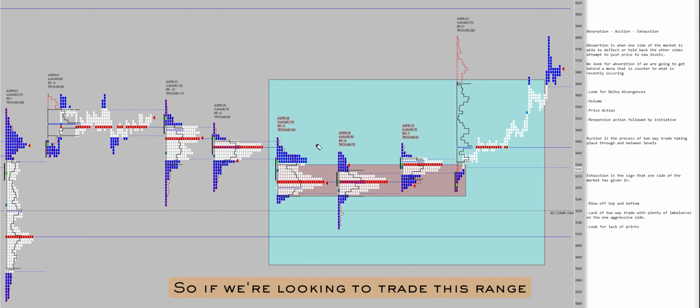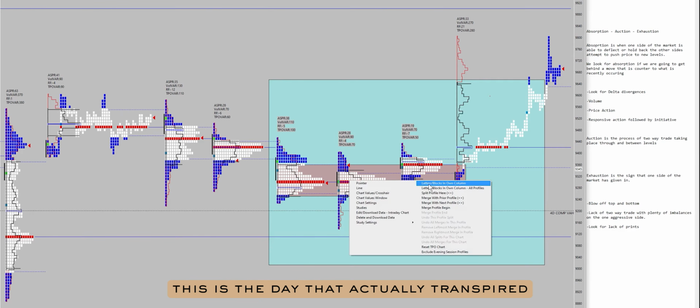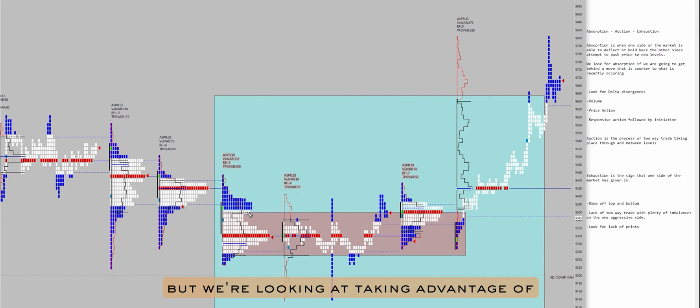So if we're looking to trade this range, what we want to see is signs of absorption. Right? So a sign of absorption is that one side of the market is able to deflect or hold back the other side's attempt to push price through new levels. So when we see that price, we're going to be paying attention rather to the following day. So remember, we see that this day forms. In reality, this is the day that actually transpired, but we're looking at taking advantage of this range after this day is closed out, and we're looking at the structure and presuming that we're going to be balanced. Okay, so you don't get the luxury of seeing into the future. So we have to just take what we have.